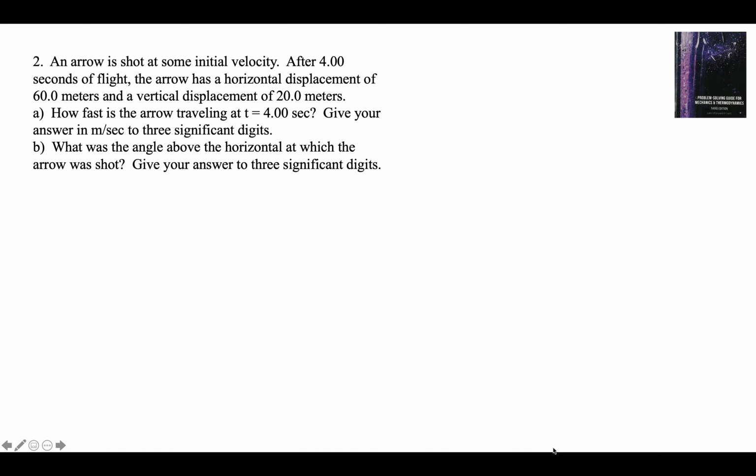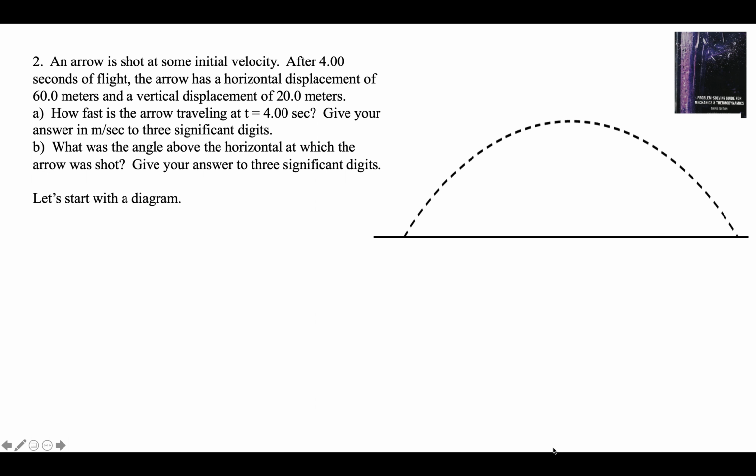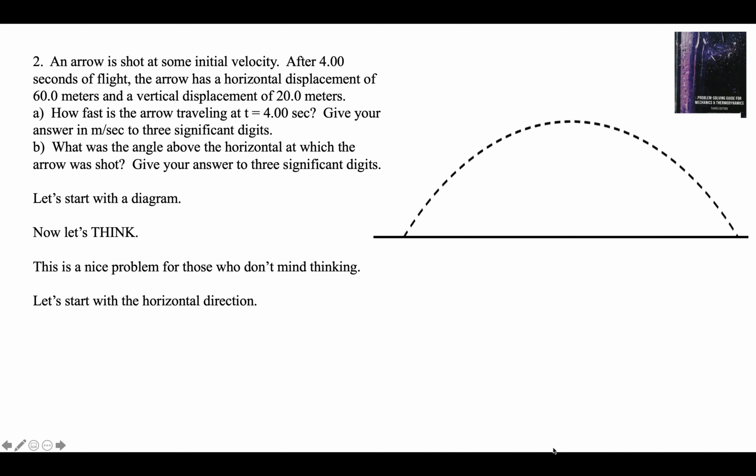Give your answer in meters per second to 3 significant digits. What was the angle above the horizontal at which the arrow was shot? Give your answer to 3 significant digits. Let's draw a diagram. There's the flight of the arrow. Now let's think. Let's try not to use equations. It's a good problem for those who don't mind thinking.